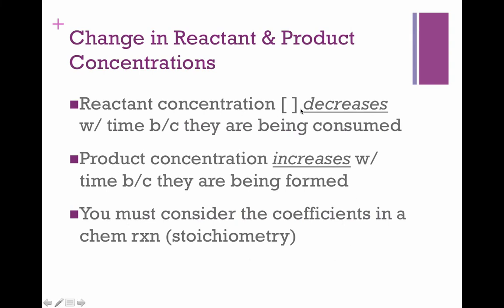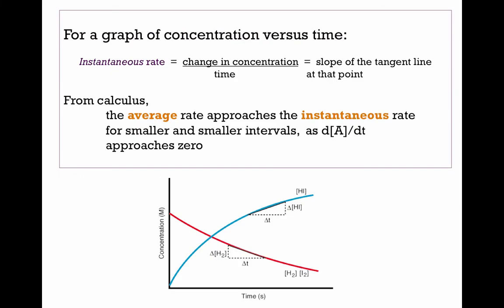Reactant concentration, that's what these little brackets show, decreases with time because they're being consumed, and the product concentration increases because it's being formed. You must consider the coefficients of the balanced equation, the stoichiometry of it, and I just showed you where those coefficients come into play.